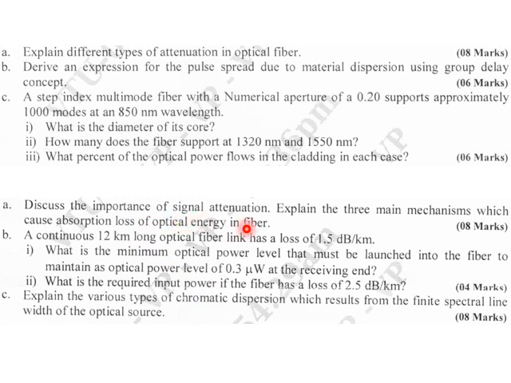Discuss the importance of the signal attenuation, and explain the three minor mechanisms which cause the absorption loss of optical energy in fiber. Then explain the various types of chromatic dispersion which result from the finite spectral line width of the optical source. Here chromatic dispersion has to be explained with the finite spectral line width, and the graph needs to be mentioned.